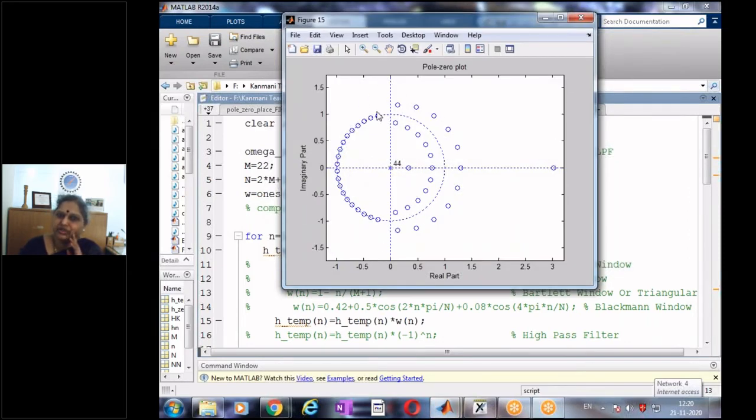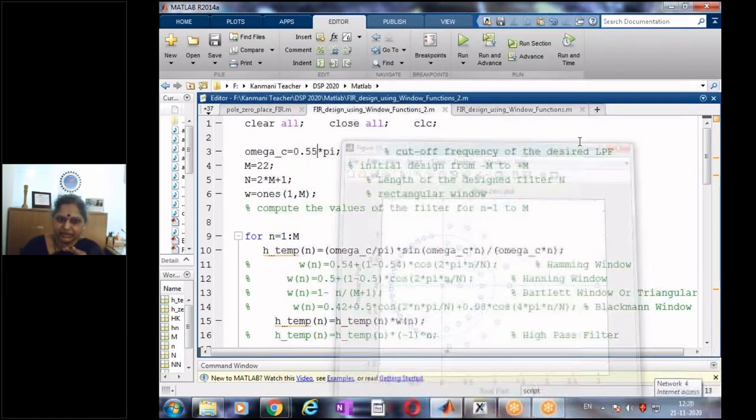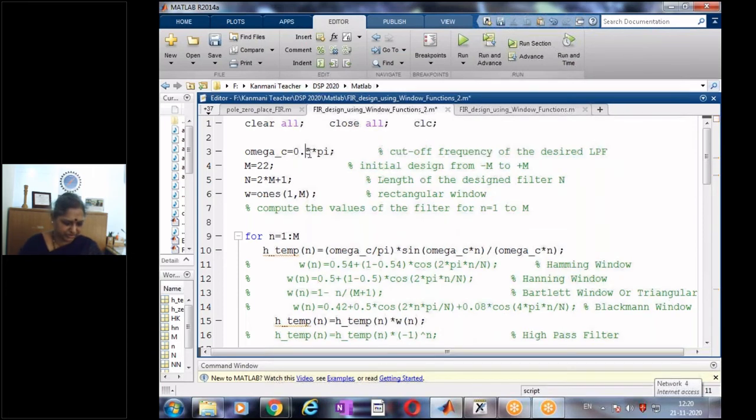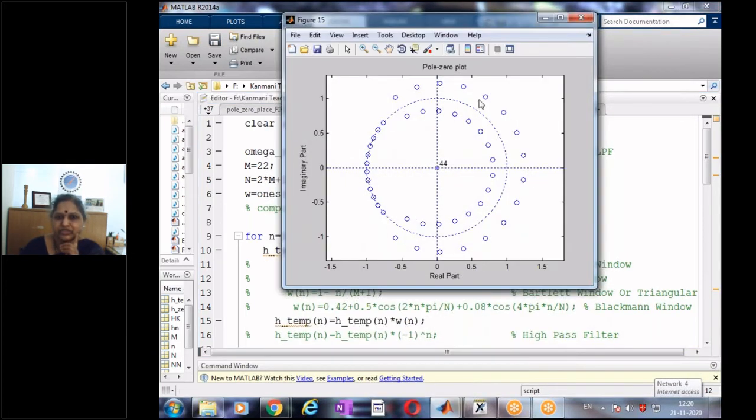So do we see? This is my 0 to 0.55 pi. This is my pass band, and this is my stop band. In the stop band, all these zeros are on the unit circle, and in the pass band, we have them appearing outside and inside the unit circle. If I change my cutoff frequency of my low pass filter to, say, 0.75 pi, this is my 0.7 pi, and this is my pole zero plot.